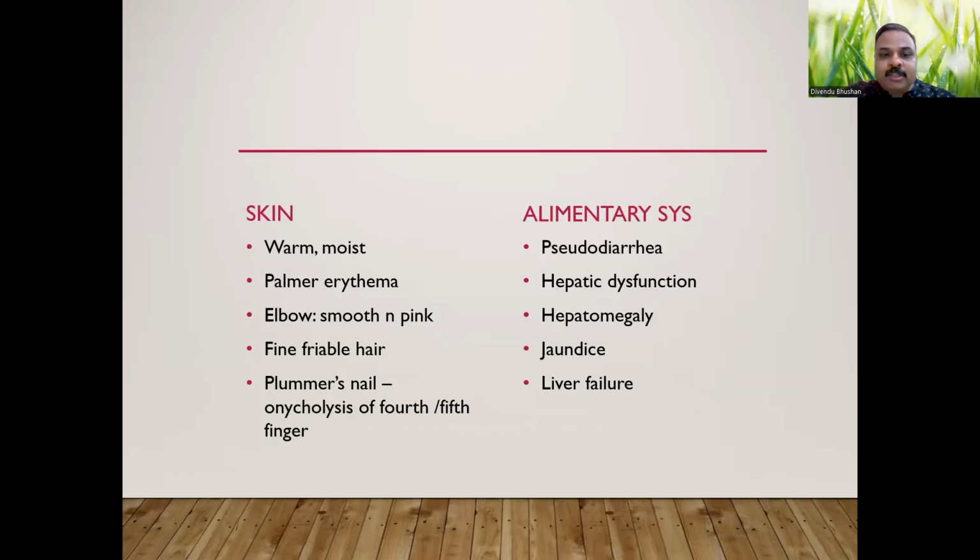The skin will be warm and moist. Palmar erythema can be there. The elbow is smooth and pink. Hair will be fine and friable. Plummer's nails: onycholysis will be there, especially of the fourth and fifth fingers. In the alimentary system, there can be diarrhea, hepatic dysfunction, hepatomegaly, jaundice, and liver failure.